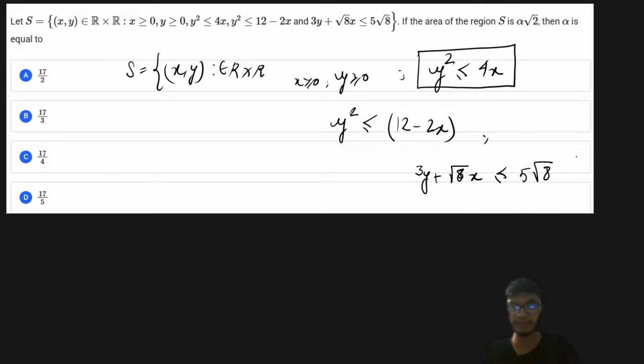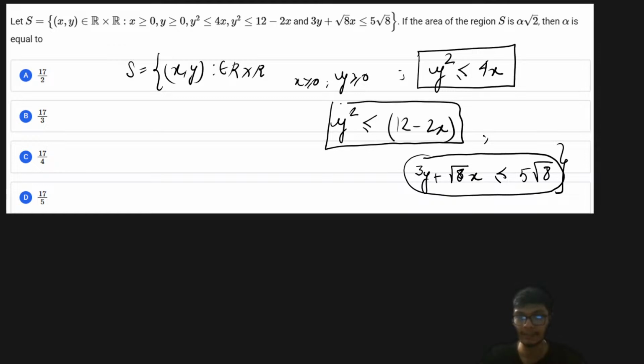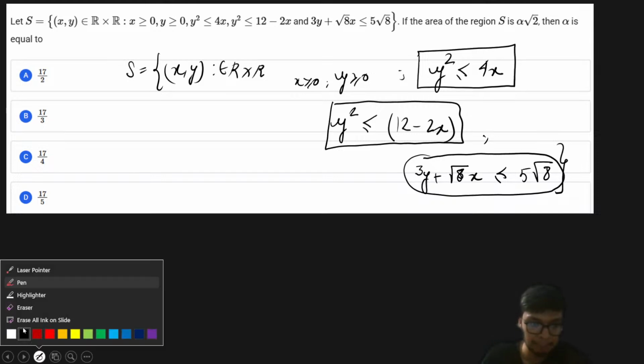If you try to analyze and plot this particular region, let us do it in a very simple way. If you just make these inequalities equalities, then one is an equation of a straight line, and the other two are equations of parabolas. So we have to draw two parabolas and one straight line, and from that plot the region for which these inequalities are satisfied, and that will give me the required region of the set S. So let us do it step by step.